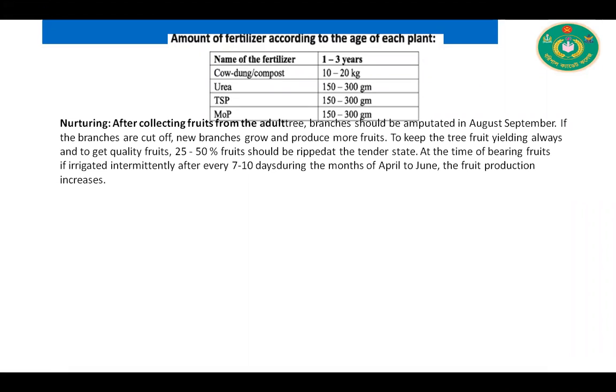Nurturing. After collecting fruits from the adult tree, branches should be pruned in August to September. If the branches are cut off, new branches grow and produce more fruits. To keep the tree fruit yielding always and to get quality fruits, 25 to 50% of fruits should be picked at the tender state. At the time of bearing, if irrigated after every 7 to 10 days during the month of April to June, the fruit production increases.